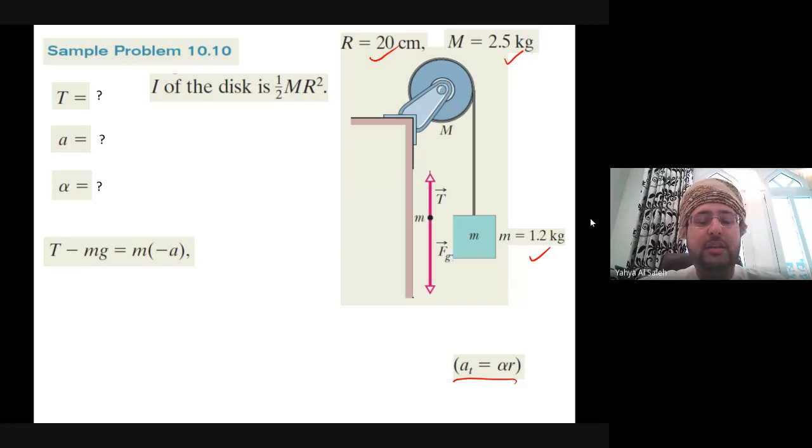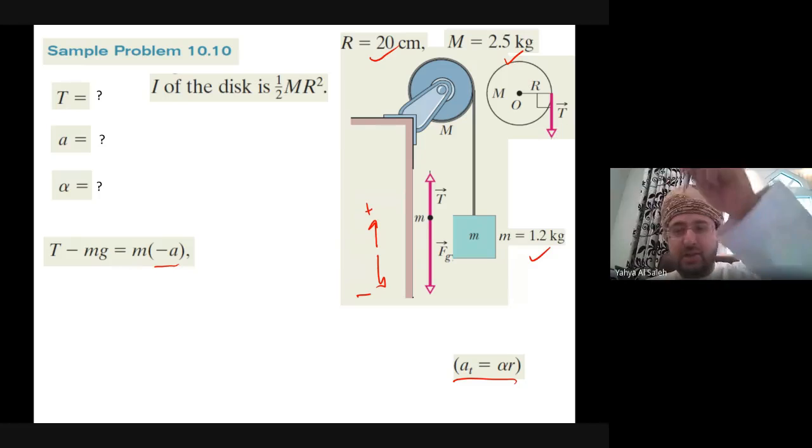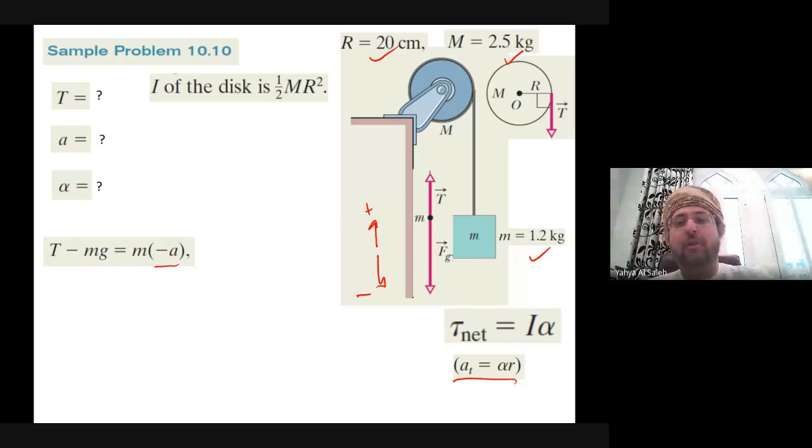T minus mg equals ma. Now here I have chosen to write minus a because I am taking up to be positive and down to be negative. You don't need to follow this convention when you do it yourself. Remember that from the previous chapters. Now, on top of that, the rotating disk also has some forces on it. Tension of the rope is what's pulling on the pulley, and the radius R is your moment arm, and torque equals I alpha.